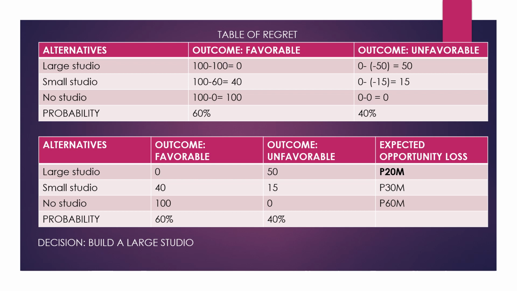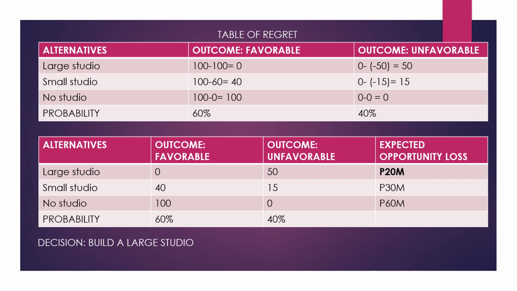Let's start with the large studio. As you can see here, in the favorable outcome column, 100 is our basis because it is the best payoff. Let's compute how much our regret is. If we build a large studio, 100 minus 100 is, of course, 0. We have 0 regret because we made the right choice. Right?